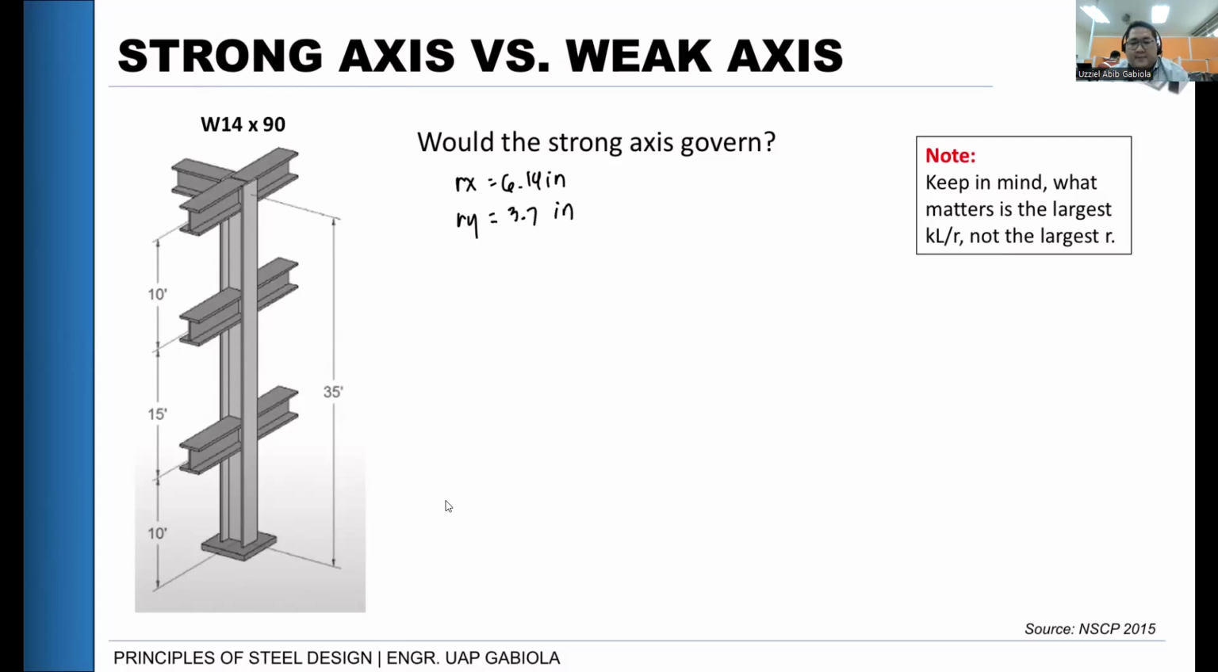Okay? So paano natin kukunin yung X and Y axis natin? Makikita niyo dito sa base plate natin, di ba? Ito yung itsura ng column natin. Okay? So again, ang ating Y is ito. Ang X natin ay ito. So ibig sabihin dito, ito yung XX, ito yung YY.